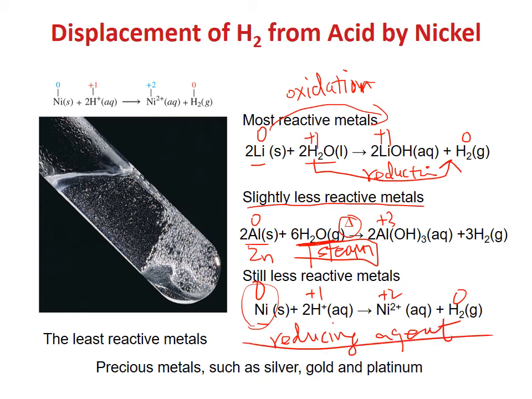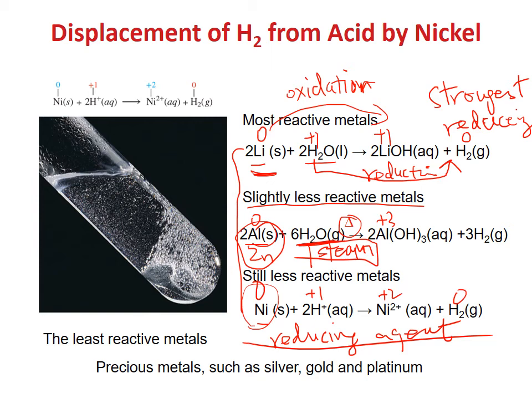And therefore you can see these metals have different reducing power. Lithium can reduce hydrogen in water, so it's the strongest. These metals, lithium, sodium, potassium, are the strongest reducing agents. Aluminum and zinc are less strong, so they are weaker, because they can only reduce hydrogen ion in steam.